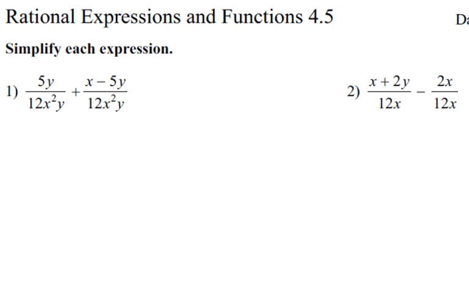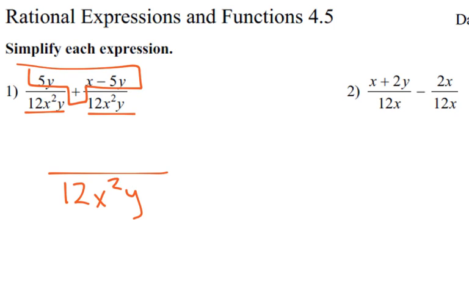Now remember, the whole point with adding and subtracting these rational expressions is getting those common denominators. And that's really what makes it the toughest part, because once you have the common denominator, it's usually fairly simple. So the first thing we check is the denominator. If it's the same, we just combine it and leave it. And then we take a look at what's going on with the numerators. So I've got 5y plus x minus 5y. So 5y minus 5y would cancel out, so it would be left with x.